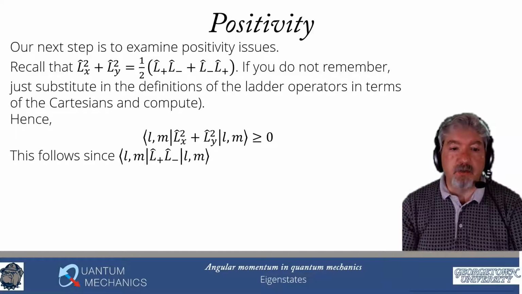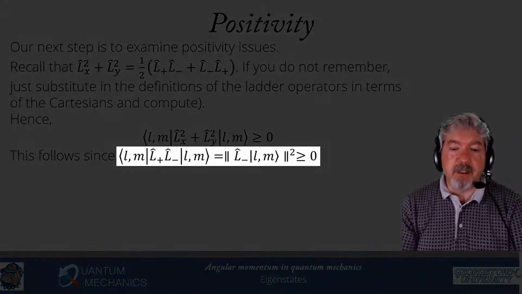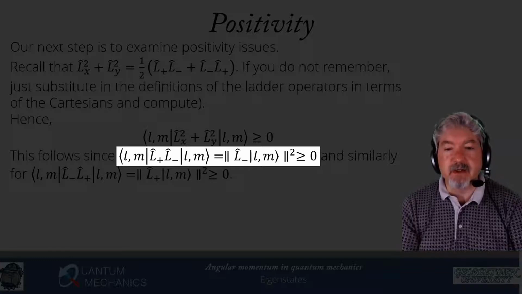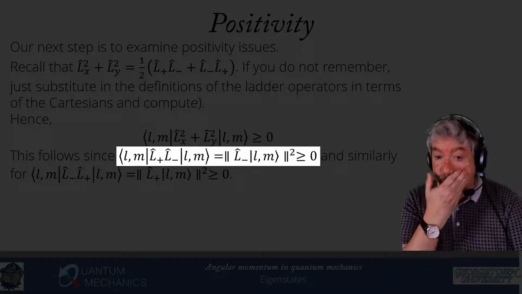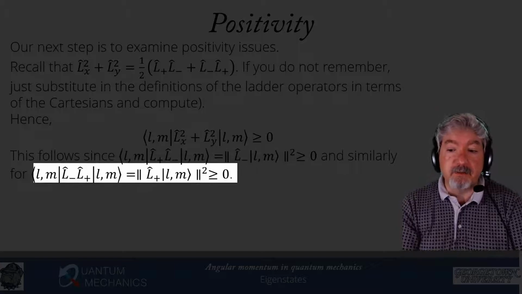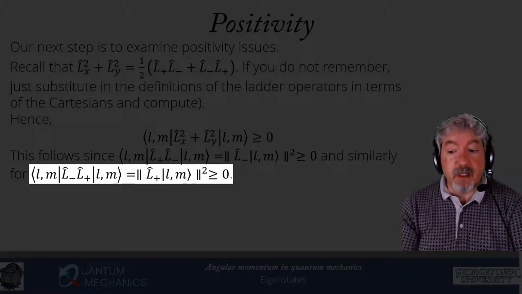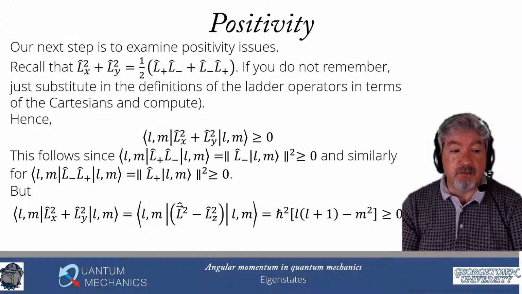And I'm going to just show you why that happens. The expectation value of L plus L minus, because I can write that as L plus L minus dagger, and then I can see that that's actually the norm of L minus acting on the state Lm. That norm squared must be greater than or equal to 0, and similar for them in the opposite order. And so when I add two non-negative numbers, I get a non-negative number. So that sum is also non-negative.